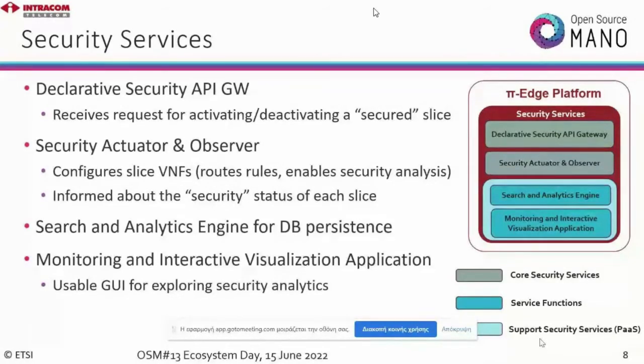On the other hand, we have the support security services that act as agents because they are deployed on the edge host, while they are shared among the different network slices that are instantiated on the same host. The support security services include two connected service functions, the search and analytics engine, and also the monitoring and interactive visualization application.